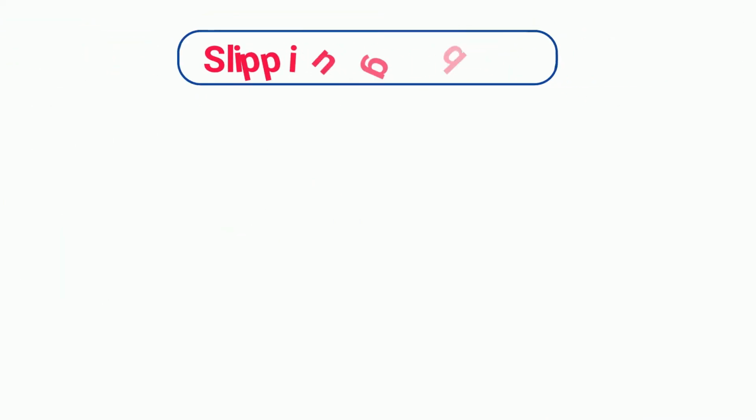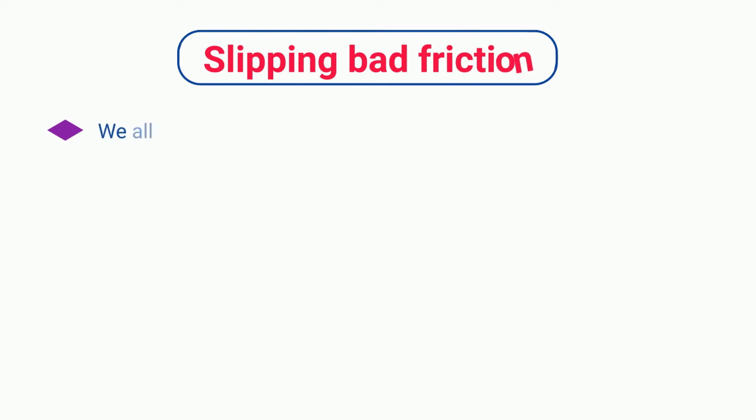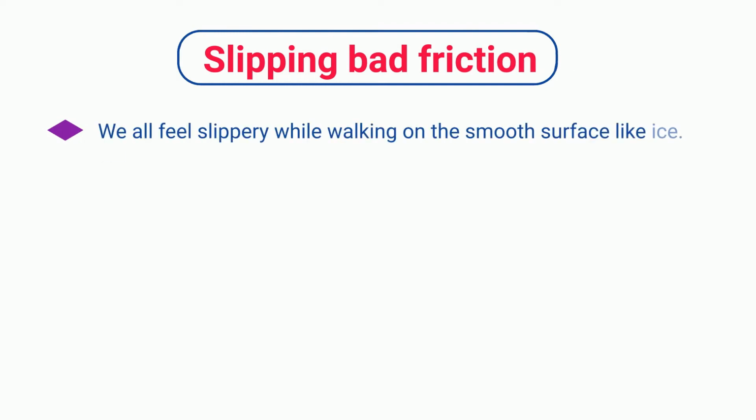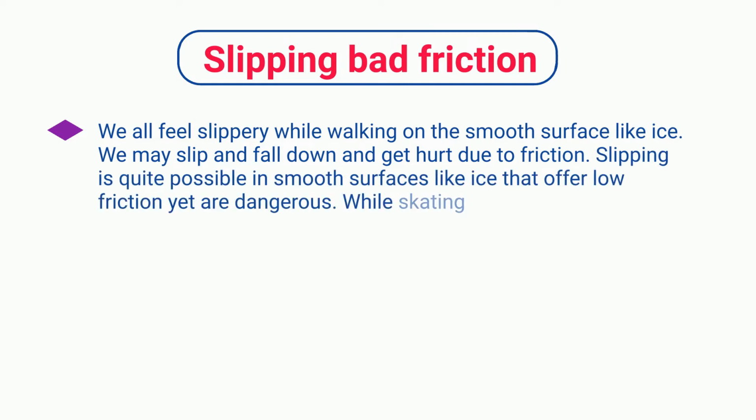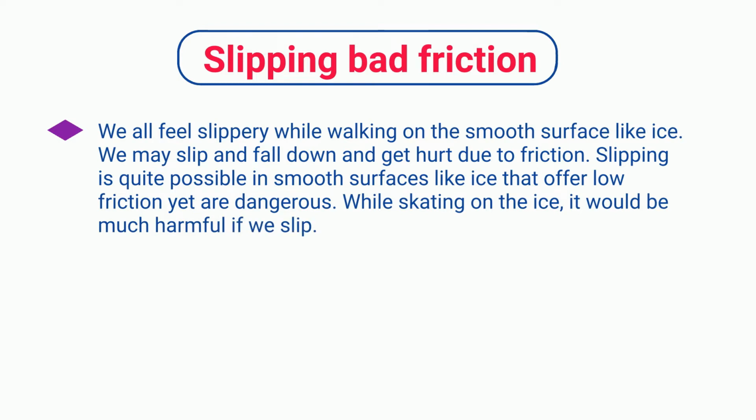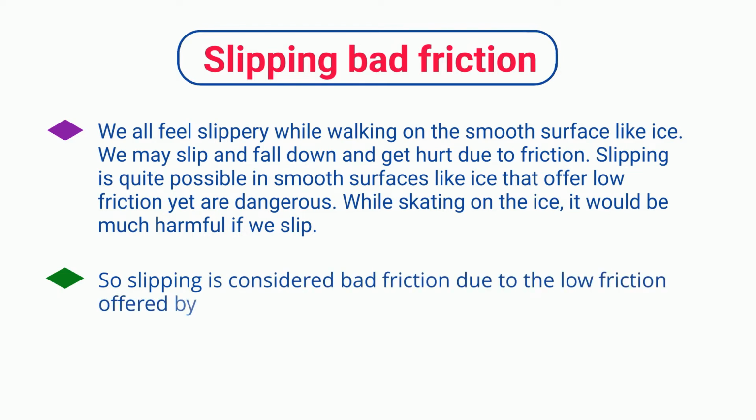Slipping bad friction. We all feel slippery while walking on a smooth surface like ice. We may slip and fall down and get hurt due to friction. Slipping is quite possible on smooth surfaces like ice that offer low friction, yet are dangerous. While skating on the ice, it would be much harmful if we slip. So slipping is considered bad friction due to the low friction offered by the surfaces.